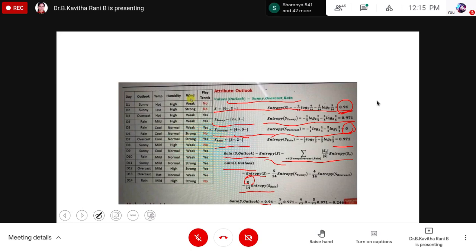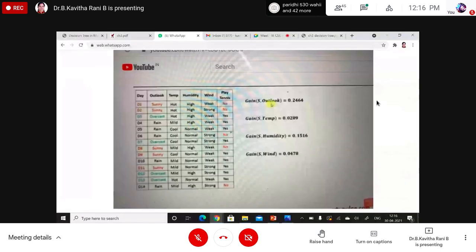In the same way you have to calculate for all the other attributes, that is temperature, humidity and then wind. After calculating all these, these are the gain values you will get. Now check which attribute has the maximum information gain value. Gain is nothing but information gain. The information gain for the attribute Outlook is 0.2464, for temperature 0.0289, for humidity 0.15, and for wind 0.04.